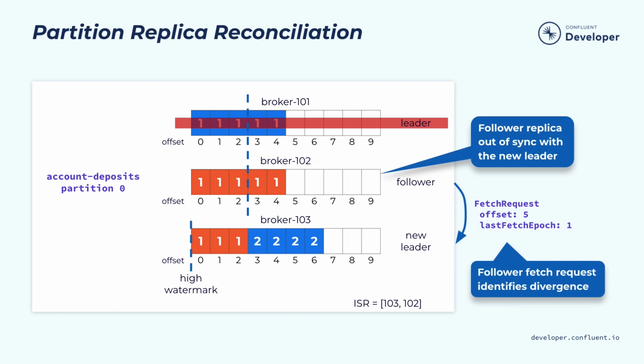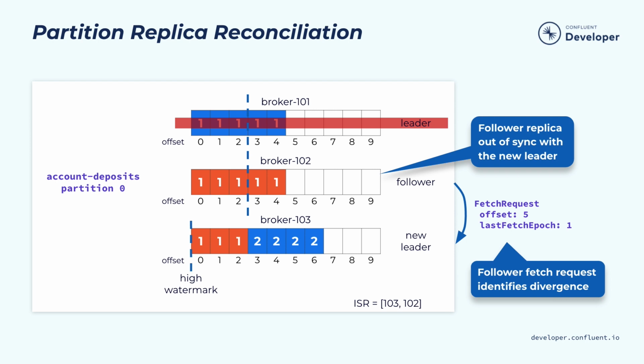Once a new leader is elected, some of the followers may need to reconcile their data with the new leader. As you can see in this case, the follower on broker 102 actually has some data in offset 3 and 4. Those records were never committed, and you can see they are quite different from the corresponding records in the new leader. So we need a way to clean those records. This is done through the replication reconciliation logic.